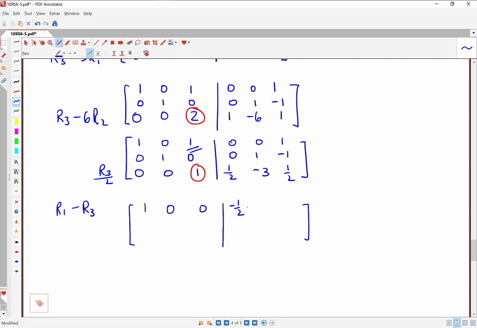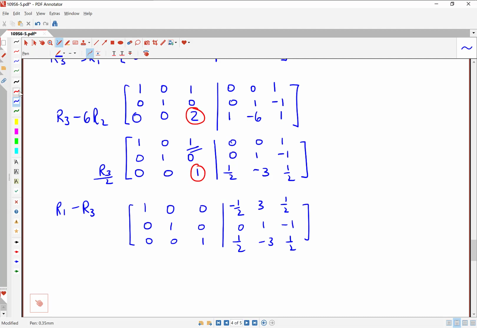So that's a negative a half. 0 minus a negative 3. Well, that makes a positive 3. And then 1 minus a half gives us a half. And other rows can just get recopied there. Nothing is changing in our bottom 2 rows.